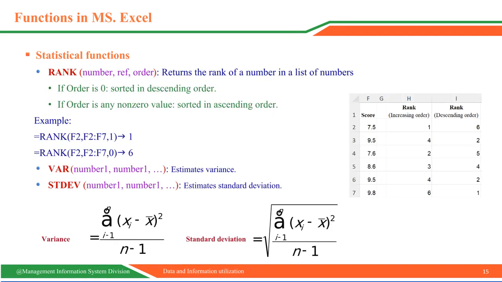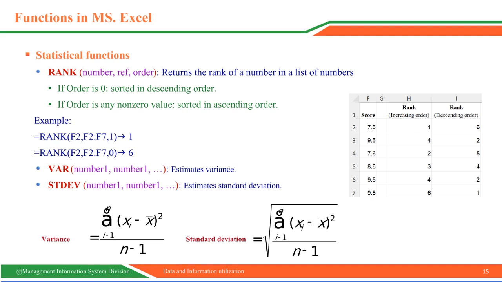Meaning of statistical functions. Rank returns the rank of a number within a reference range. In ascending order, order equals 1, or descending order, order equals 0. Var calculates the variance. Stdev calculates the standard deviation.